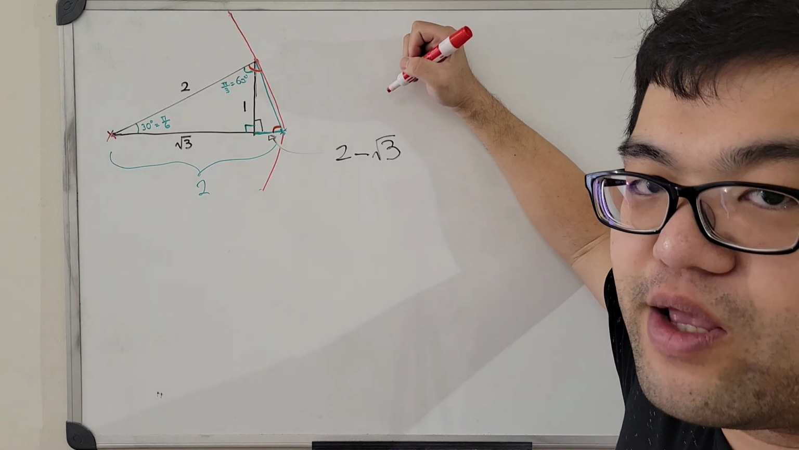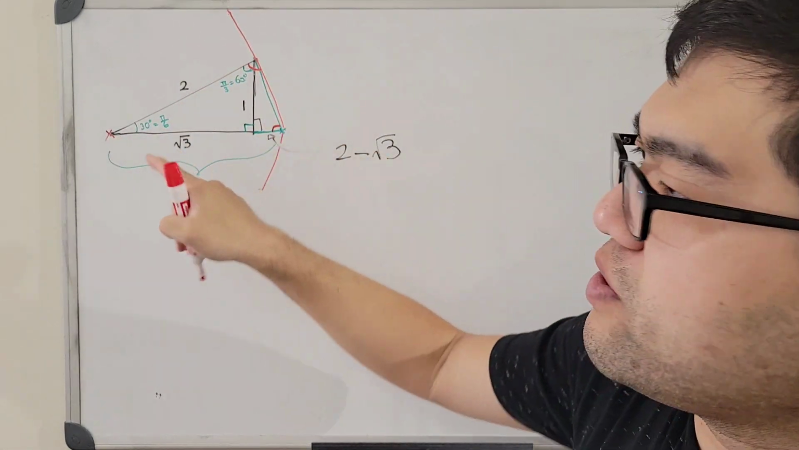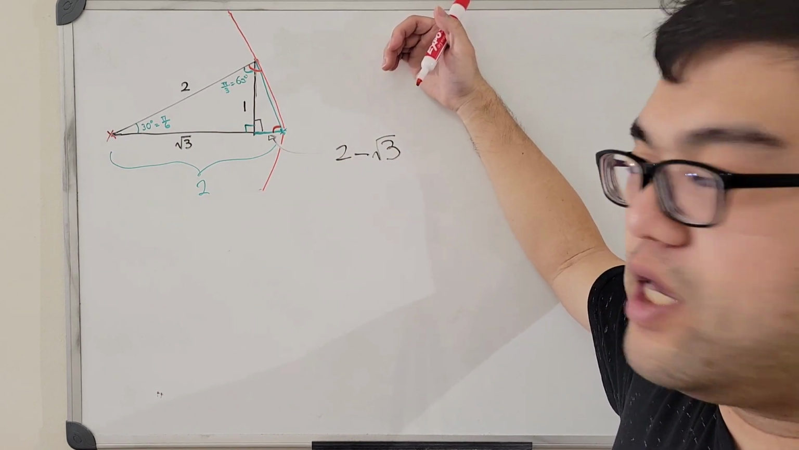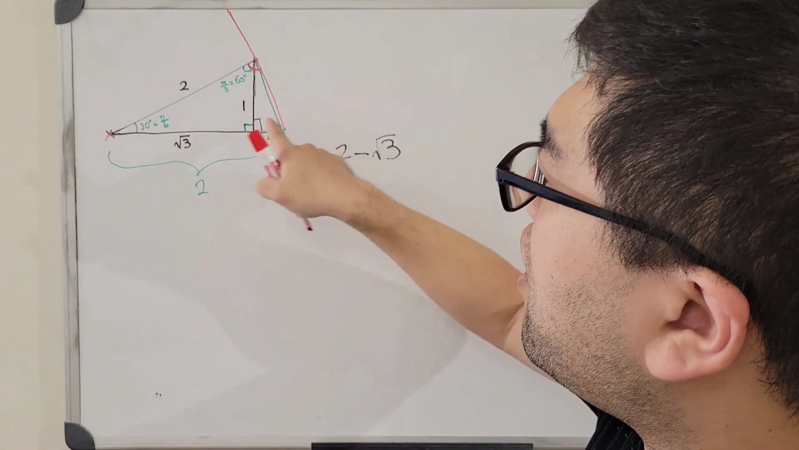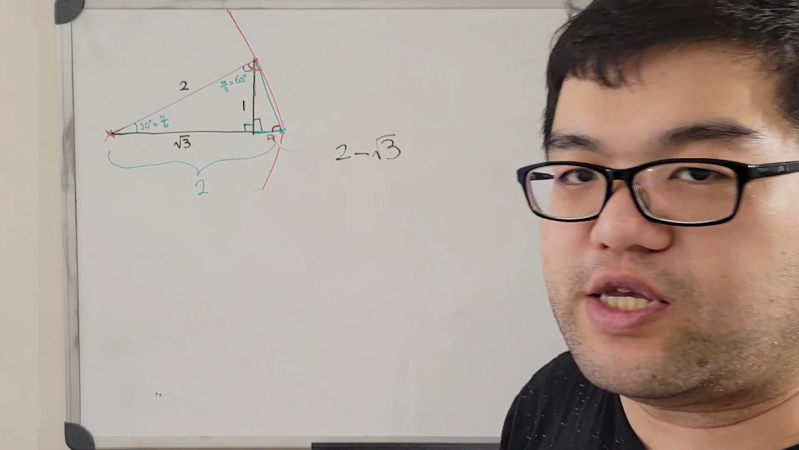And how do we find the measure of those angles? Because we know that this is on a Euclidean plane, the sum of the angles of a triangle is always equal to 180 degrees, or pi.